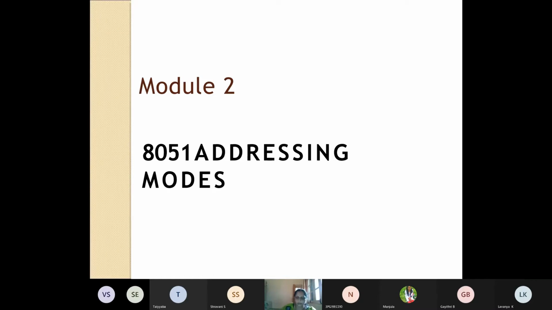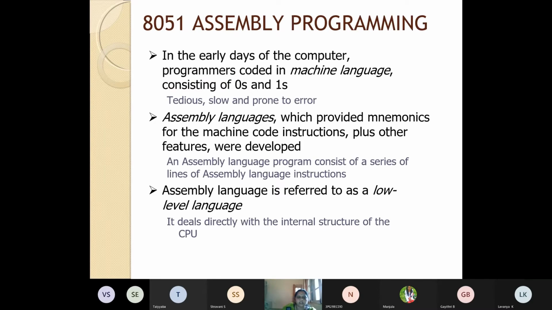Usually, when programming started, people used to write the program in machine language using zeros and ones. But writing the program using zeros and ones is tedious, because for add I need to remember one pattern, and for subtract I need to remember another pattern. So it is very difficult, slow, and also more prone to error.